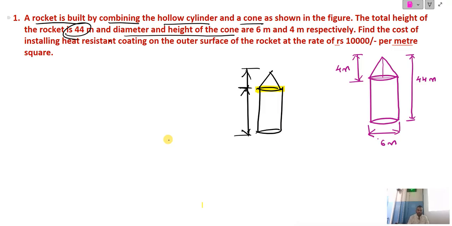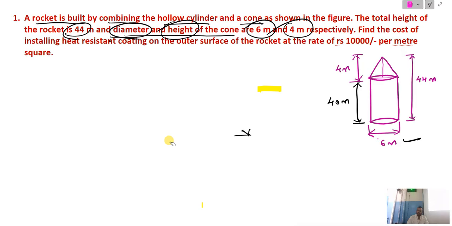Am I right? Now here you can see the first word is diameter. Means 6 meter is what? Diameter. As you can see they have given 6 meter is the diameter. And next what have they used? Height. Now what is the height of the cone? 4 meter. As you can see this is our 4 meter. Now what could be the height of the cylinder then? If total height is 44, understood, and the height of the cone is 4 meter, then we can easily calculate the height of the cylinder. So we can say that the height of the cylinder is 40 meters.